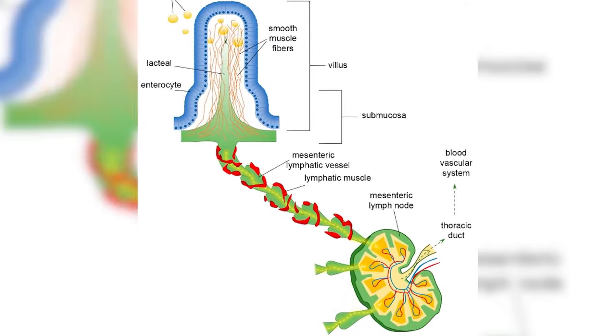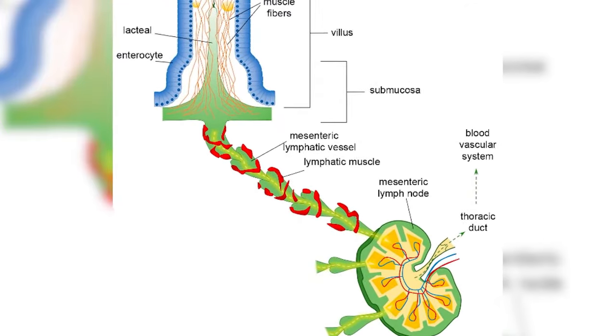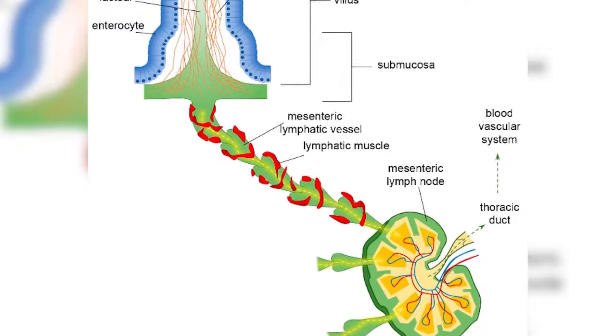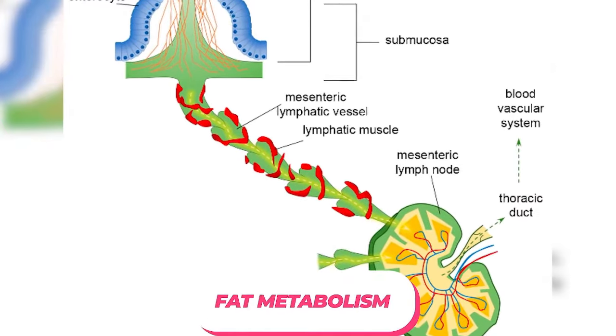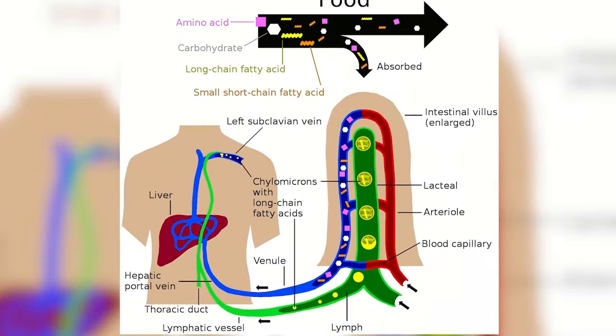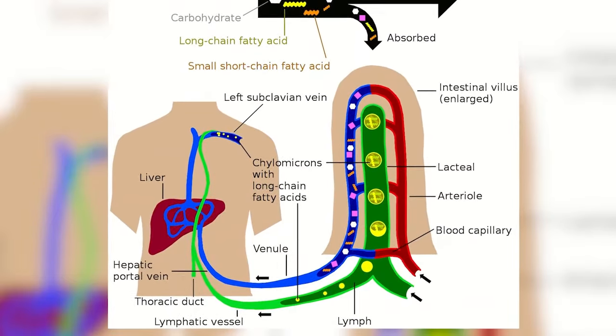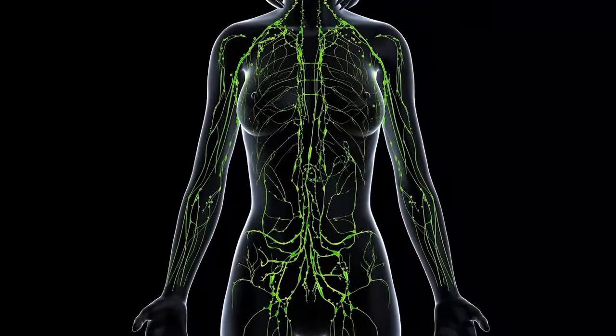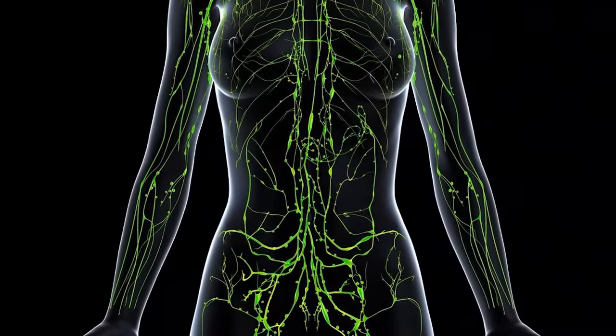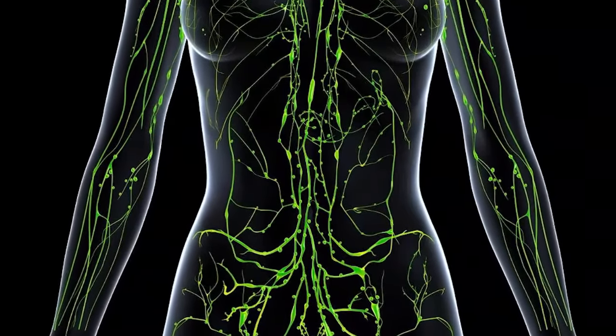In addition to its role in the immune system and fluid balance, the lymphatic system also plays a crucial role in the body's fat metabolism. It helps to transport fats from the small intestine to the bloodstream, where they can be used as energy or stored. Overall, the lymphatic system is a vital part of the body's overall health and well-being.